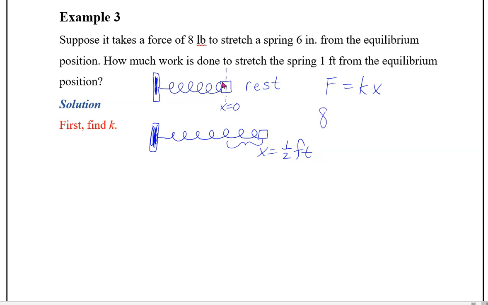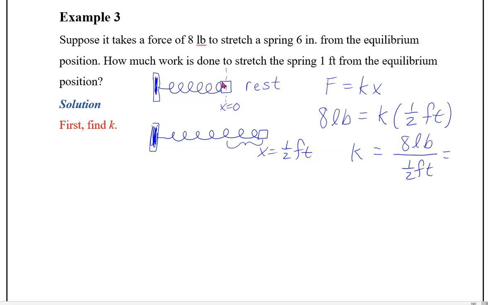We take our average force of 8 pounds and we set it equal to the spring constant K multiplied by the distance that was moved, which is half of a foot. We can solve for K then by taking the 8 pounds and dividing by half of a foot.